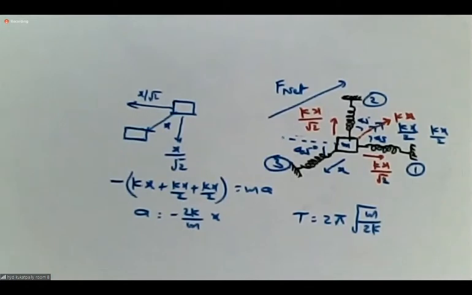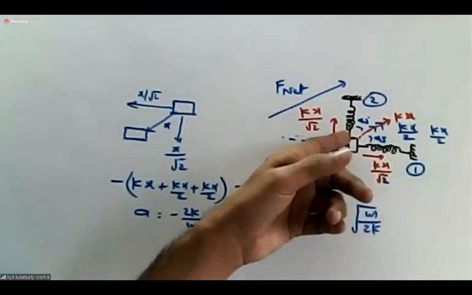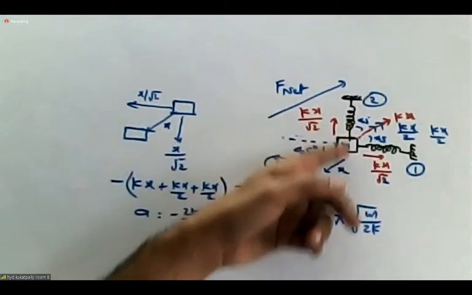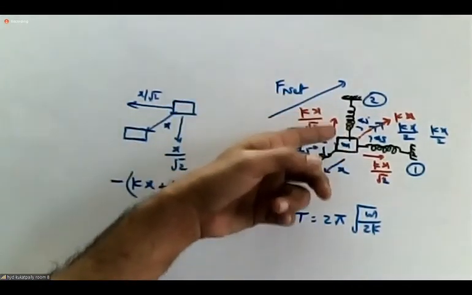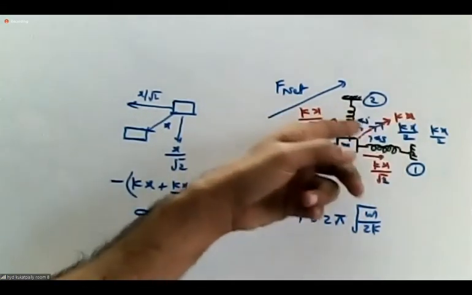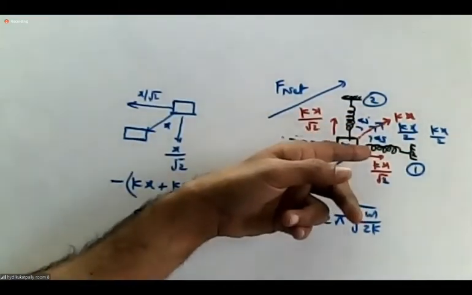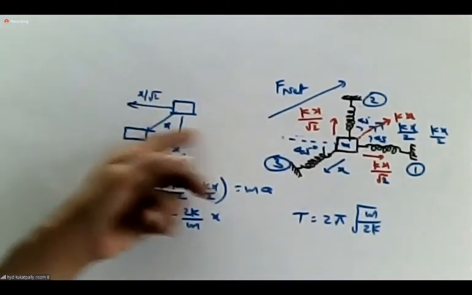Sir, could you explain the part where we got kx by 2? You have displaced it down like this. So for this spring, the component is x by root 2, and the upward spring force is kx by root 2. Its component in this direction is kx by root 2 cos 45, which is kx by 2. Similarly, this spring also, when it displaces like this, has kx by root 2, so here the component is kx by 2.